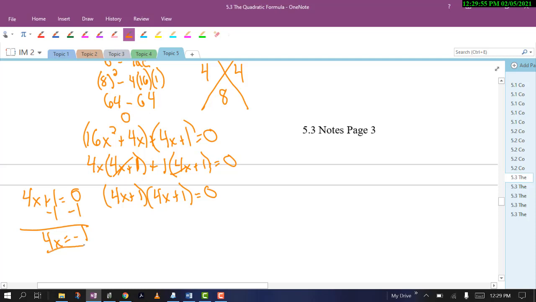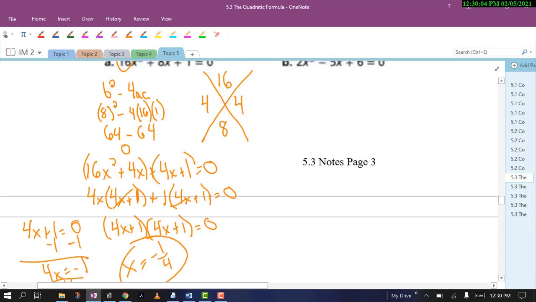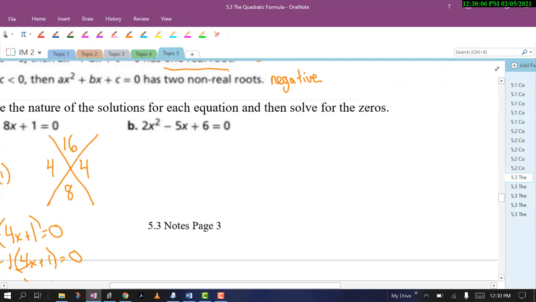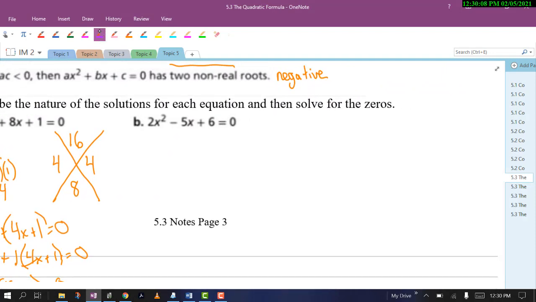4x equals negative 1 divided by 4, and x is negative 1/4. We had one real solution, just like we thought. Now, if we look back at letter B, maybe this time let's use the quadratic formula. I'm not sure you can factor that one anyways. Ah, you can.